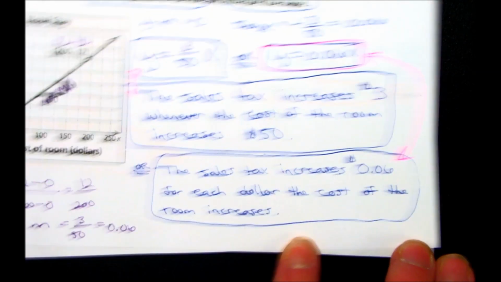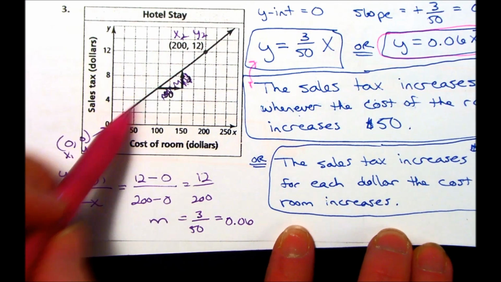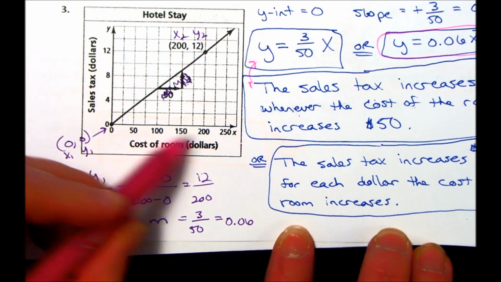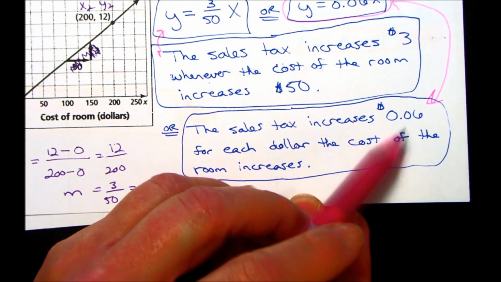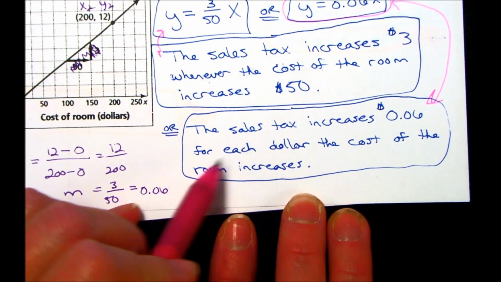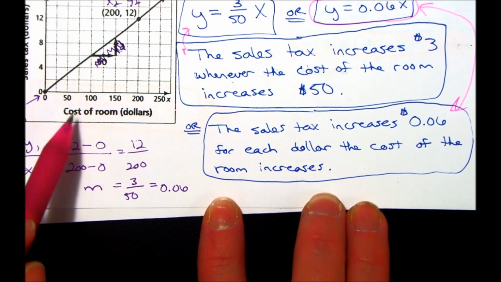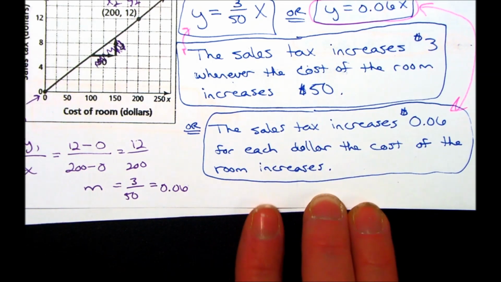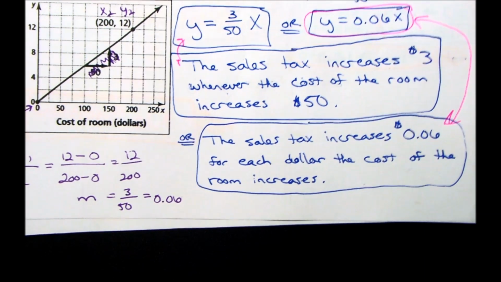As far as describing what's happening with that slope and what that slope represents, you have to look at the graph and see what's happening. What's happening here is the sales tax is increasing when the cost of the room increases. Well, how much is it increasing? The sales tax increases basically 6 cents, or $0.06, for each dollar the cost of the room increases. So when the cost of the room is increasing, the sales tax is increasing 6 cents per dollar that the cost of the room is increasing. Okay, so something to that effect. Good. All right, moving on now to our next problem.